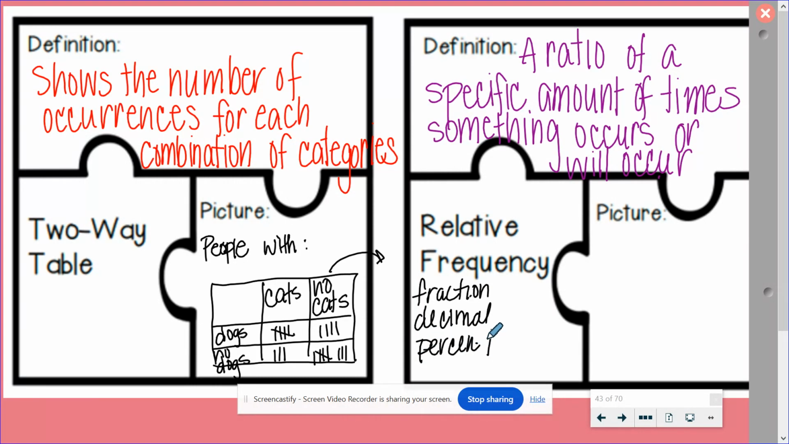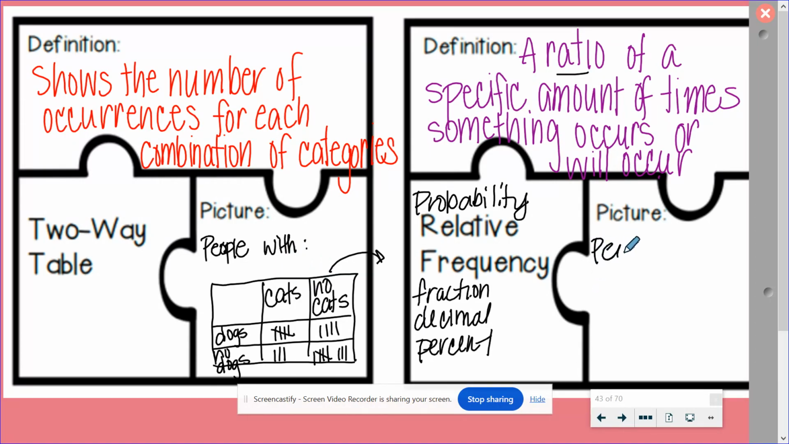And sometimes that ratio is also called a probability, because we know that probabilities are fractions, decimals, and percents as well. So sometimes this word ratio can be replaced with the word a probability of a specific amount of times something occurs or will occur. So let's use this example because, again, relative frequency starts with a two-way table.